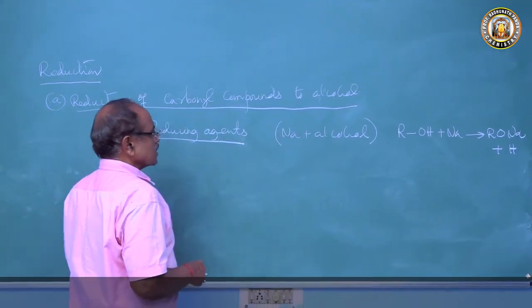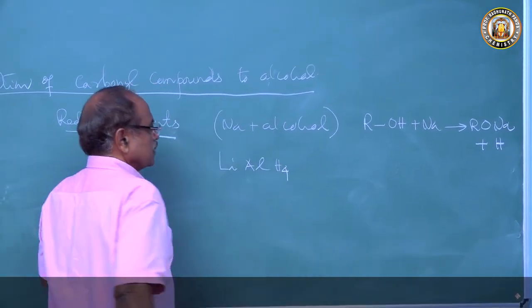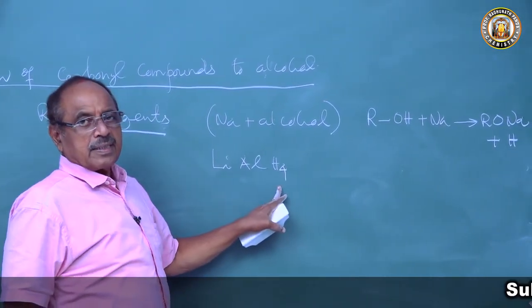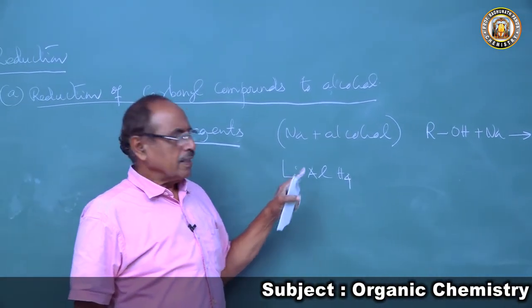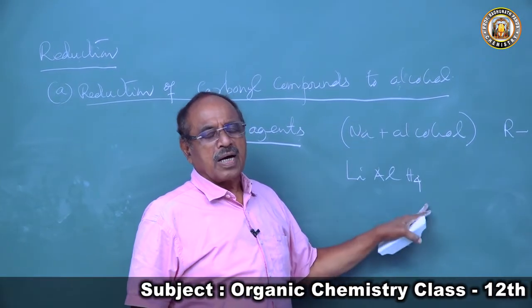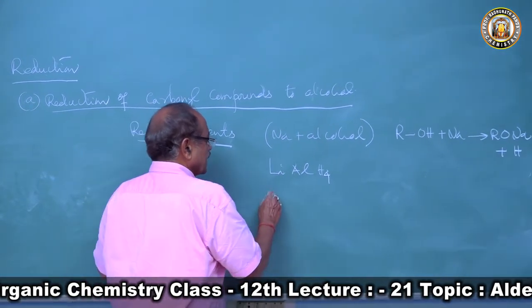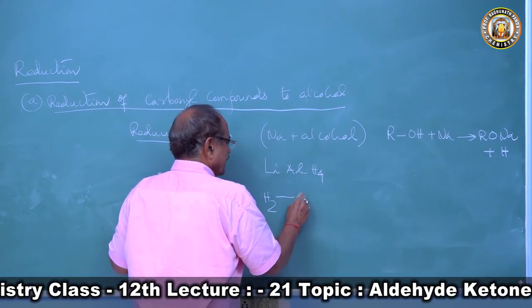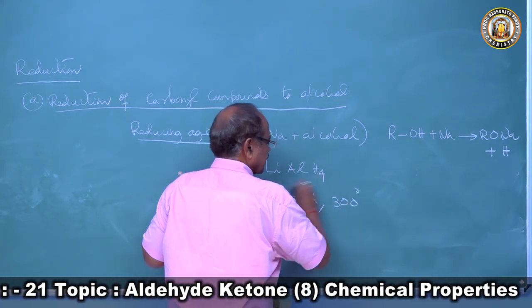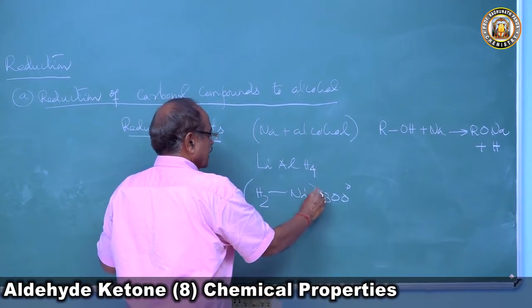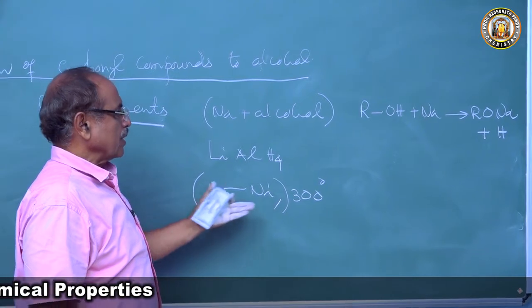Then another reducing agent is lithium aluminium hydride. This is a metallic hydride, a very good reducing agent. They reduce the carbonyl compound to alcohol. Then another is we can take hydrogen and heat it with nickel, Raney nickel, at 300 degree centigrade, and we get alcohol.